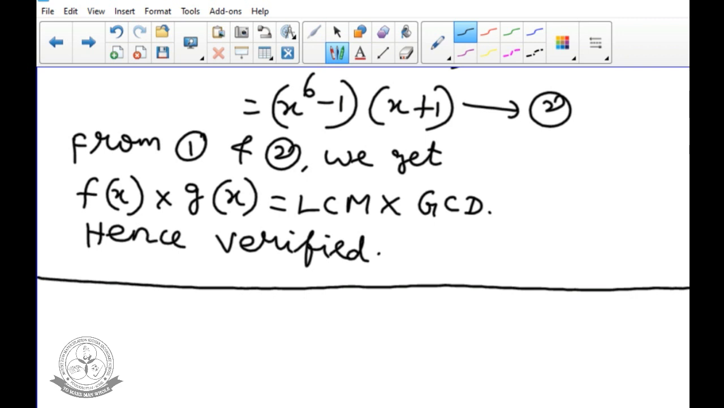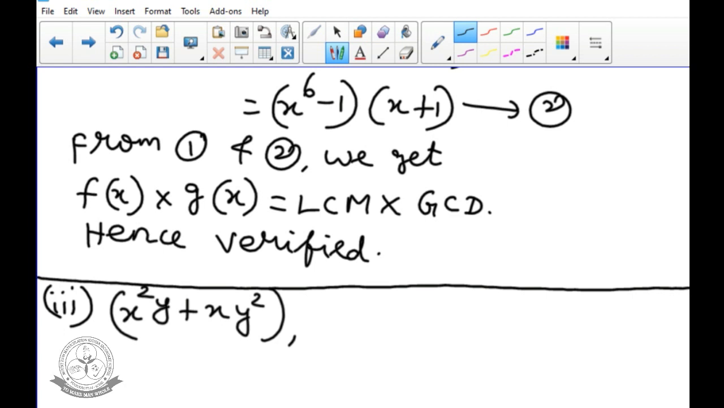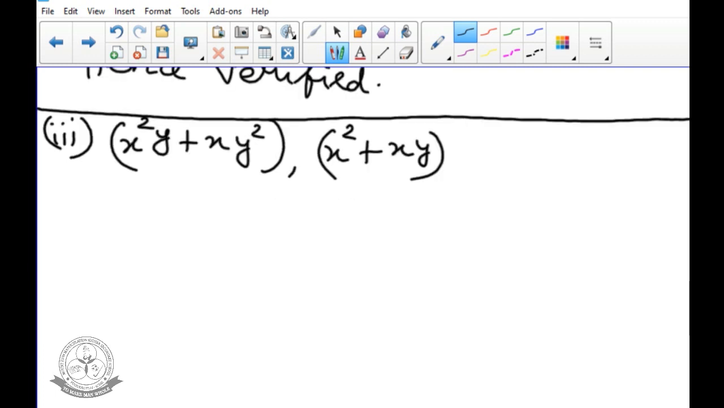Next, the third one. The third also uses the same method. Next, the third subdivision. The given expression is x squared y plus x y squared, this is the first term, comma, x squared plus xy, this is the second term. The same procedure we are going to follow here.